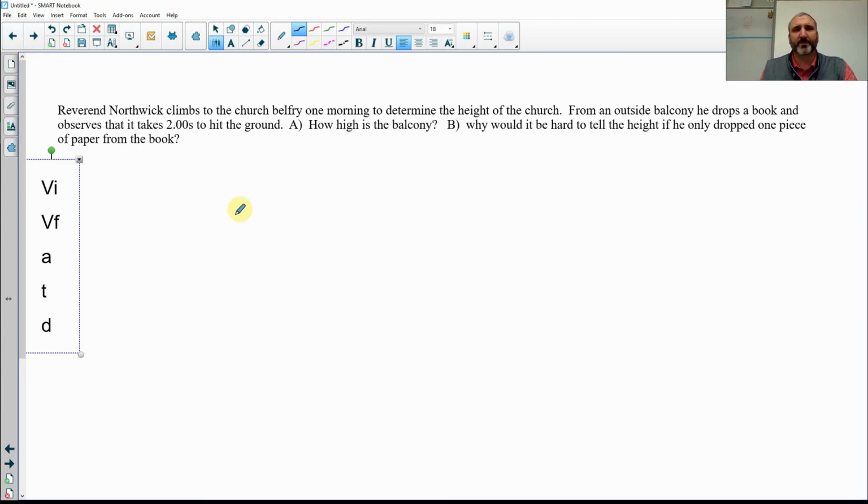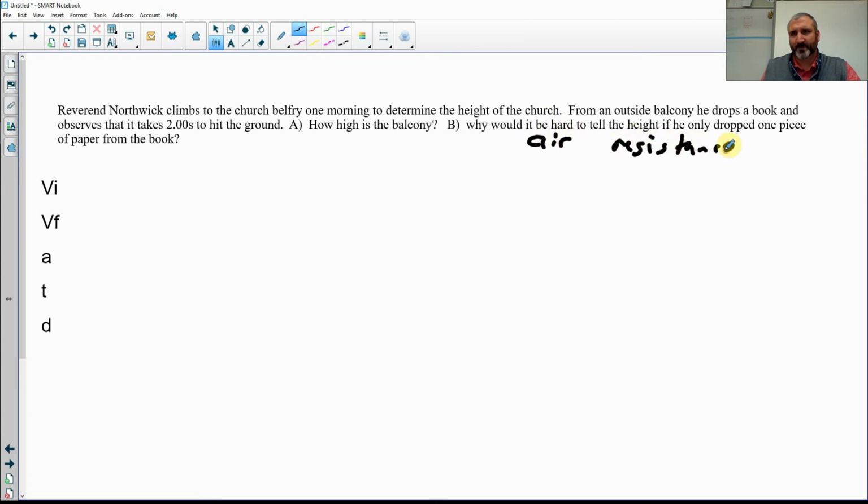Reverend Northwick climbs to a church belfry one morning to determine the height of the church. From an outside balcony, he drops a book and observes that it takes 2 seconds to hit the ground. How high is the balcony, and why would it be hard to do this if he only dropped one piece? We talked about the one piece because of air resistance. So B is air resistance. But he drops a book, so that's less of a problem.